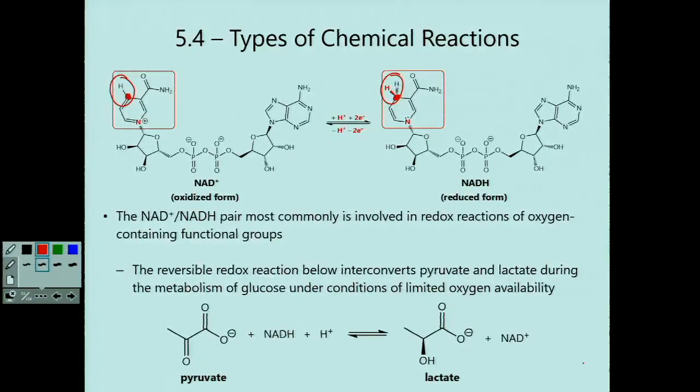Well, the pyruvate is reduced to lactate, so something needs to be oxidized, right? The NADH is the one that is oxidized and it becomes NAD+. So in this case, the top reaction is going backwards, from right to left. The NADH becomes NAD+, and in doing so, the pyruvate becomes lactate.